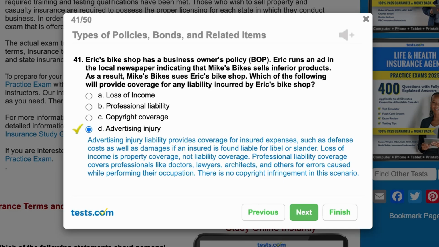D. Advertising injury. Advertising injury liability provides coverage for insured expenses, such as defense costs, as well as damages if an insured is found liable for libel or slander. Loss of income is property coverage, not liability coverage. Professional liability coverage covers professionals, like doctors, lawyers, architects, and others for errors caused while performing their occupation. There is no copyright infringement in this scenario.